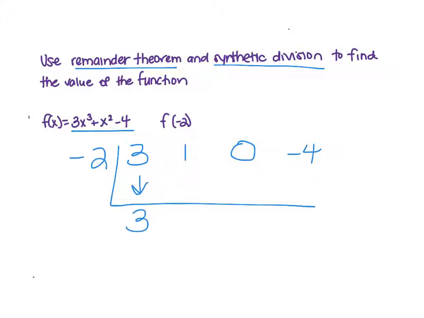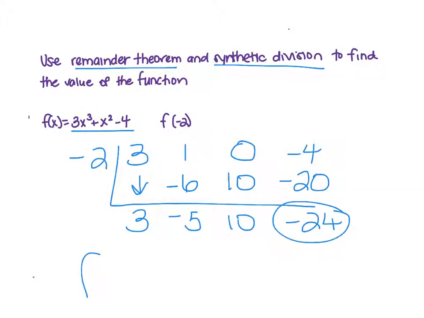Bring down the 3, multiply it, put it in the next column, and add it. Multiply it, put it in the next column, and add it. Multiply it, put it in the next column, and add it. And the remainder is my answer. So f of negative 2 equals negative 24.